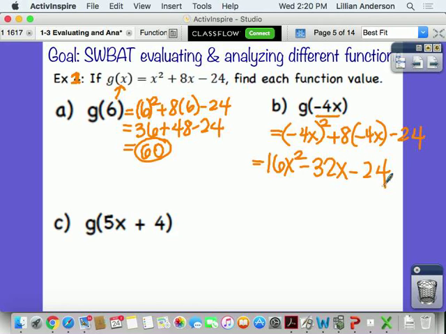Now, unlike A, we don't have numbers here, so we just can't add everything together, subtract everything, and get one solid number. So when we have something like this, we definitely want to make sure we combine any like terms. Do we have any like terms? No, we got x squared, we got an x, and we just got a regular number. So that is it.